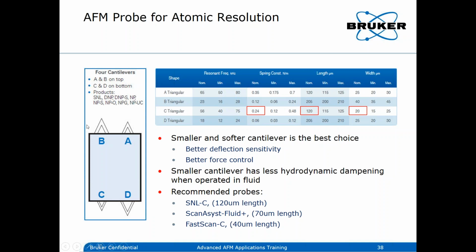On the left-hand side, you can see the drawing of the SNL cantilevers, and the SNL-C is the short cantilever which has the thin legs. When you have them in the Bruker package, the SNL-10s, the A and B cantilevers are facing the Bruker logo, and the C and D cantilevers are facing the opposite direction.